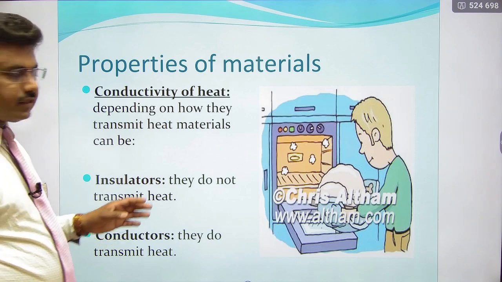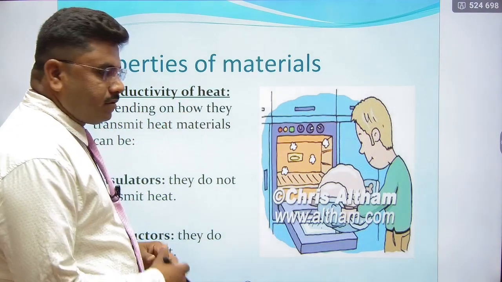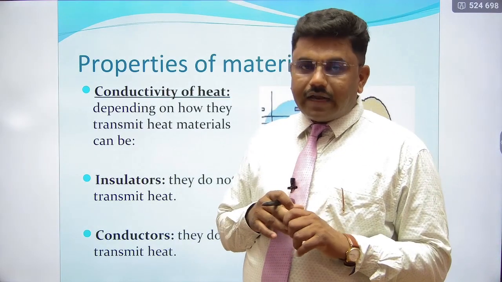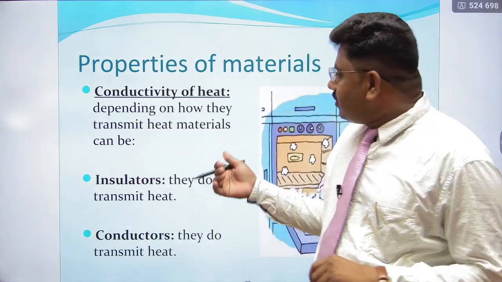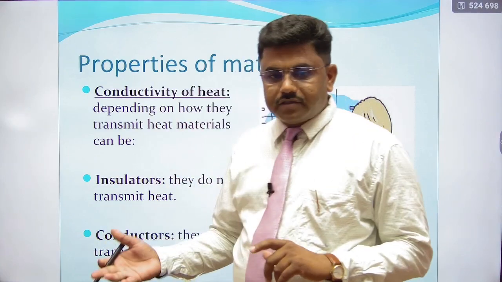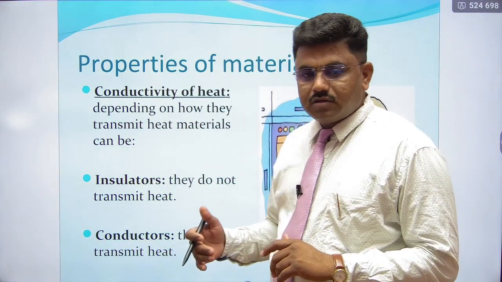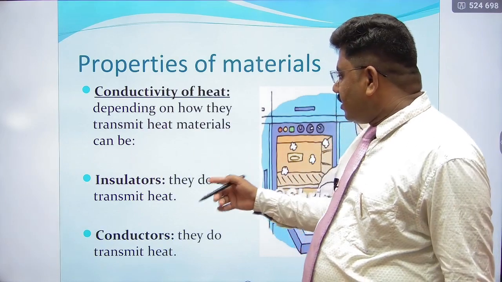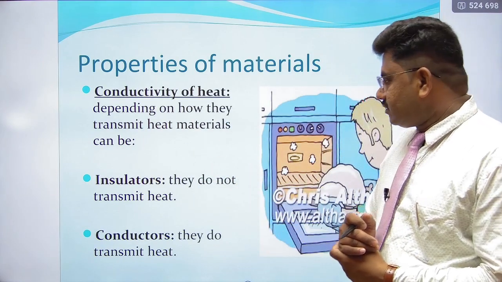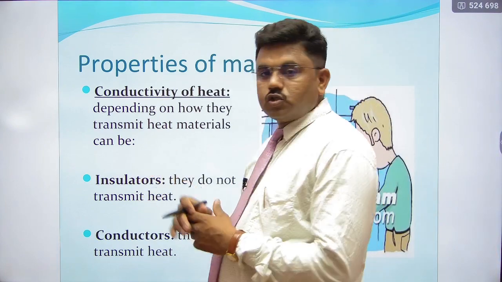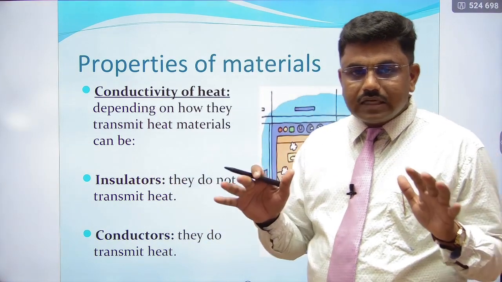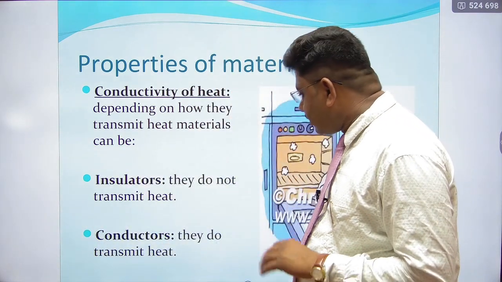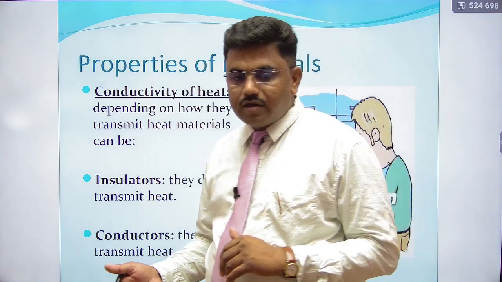Properties of materials: conductivity of heat. Some matters have characteristics or properties in which we are going to see conductivity of heat. How do they conduct heat? Depending on how they transmit heat, materials can be insulators and conductors. Insulators do not transmit or transfer the heat, but conductors do transmit the heat.